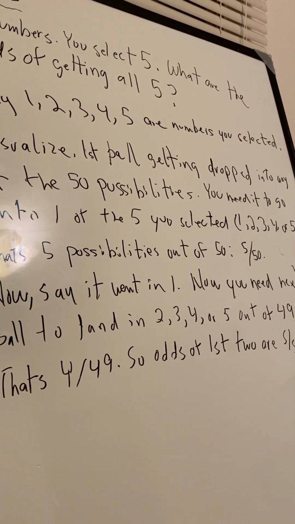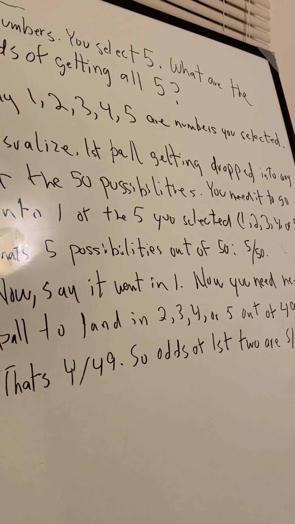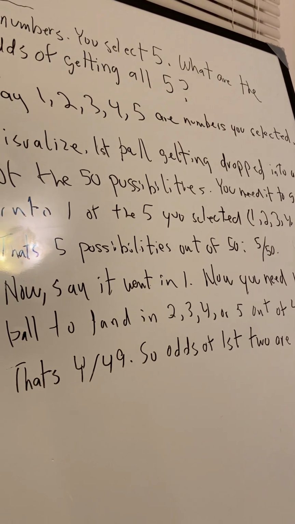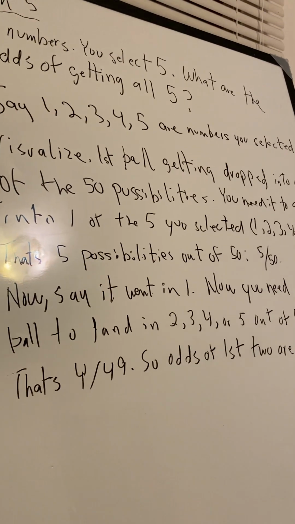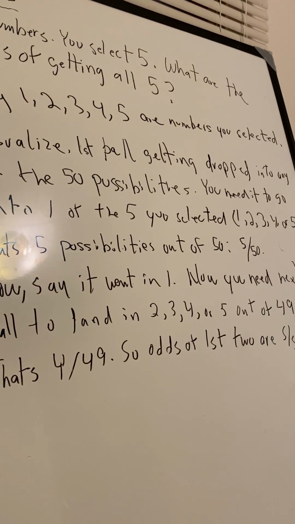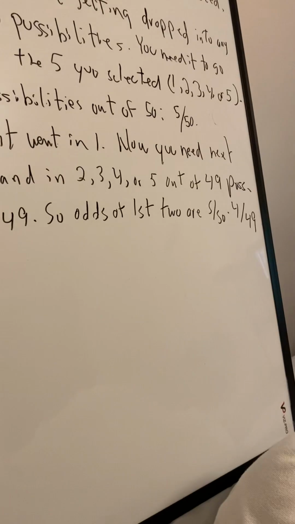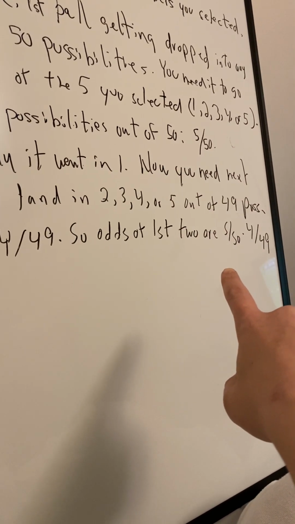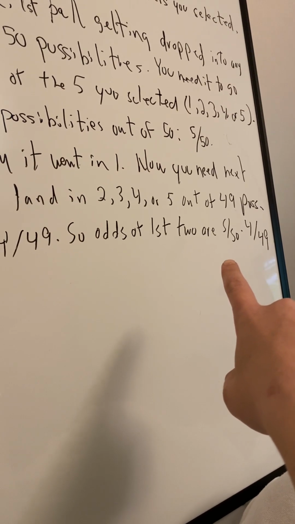So now there would be 49 open possibilities because the 1 is filled now with the ball. And we need that second ball to go into either 2, 3, 4, or 5. Now that's 4 possibilities out of 49. So the odds of the first number getting selected are 5 out of 50. That was the first number.